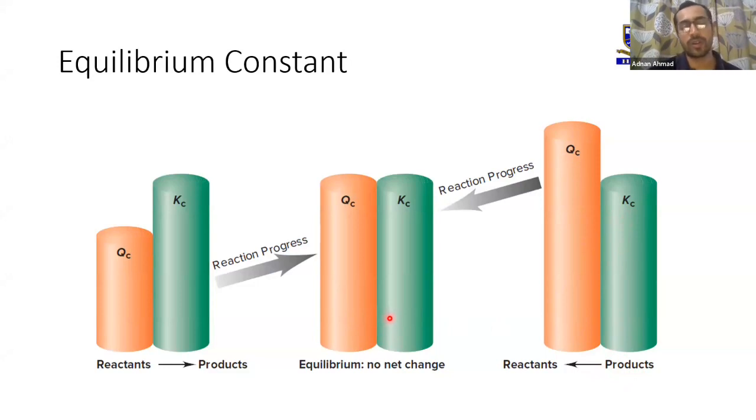This is very important from an industrial point of view, whenever we want to achieve chemical equilibrium in the chemical industry. By looking at the values of QC and KC, we can make changes to our reactants and products, and we can make the reaction shift either in the forward direction or in the backward direction.